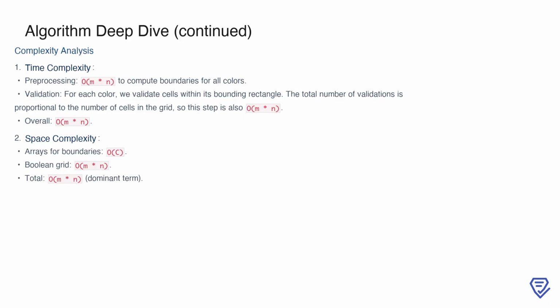In terms of space complexity, the boundary arrays require O(C) space, where C is the number of unique colors. The Boolean grid requires O(m*n) space. Therefore, the dominant term in space complexity is also O(m*n).